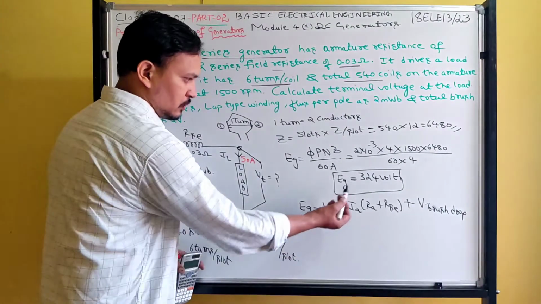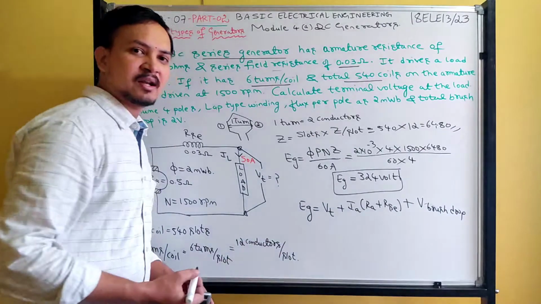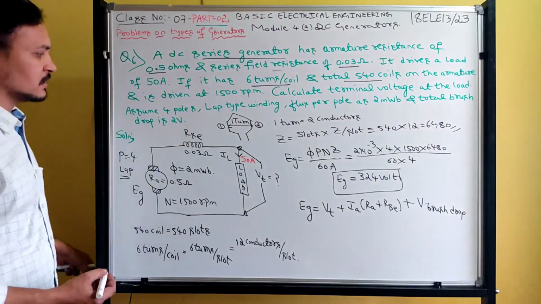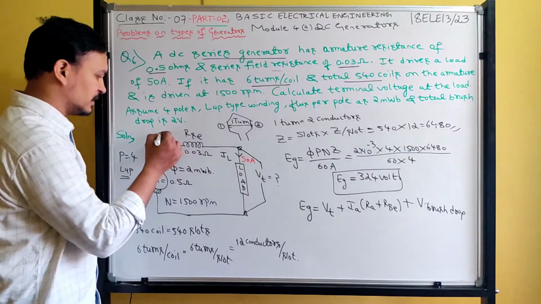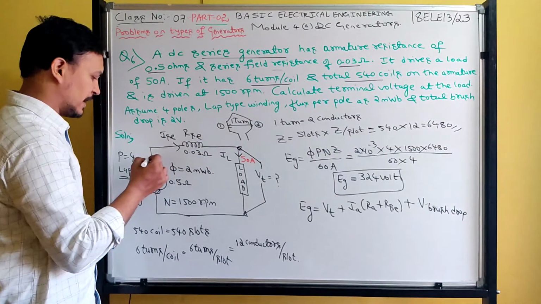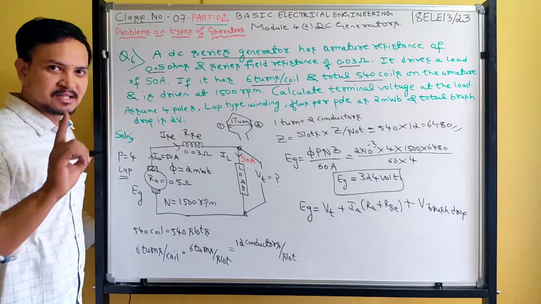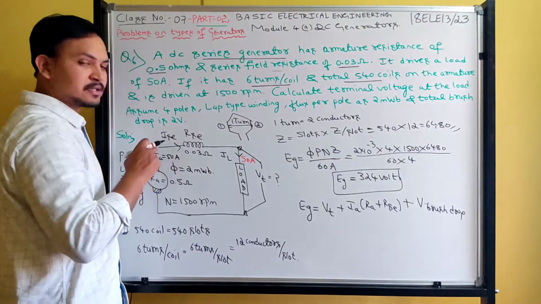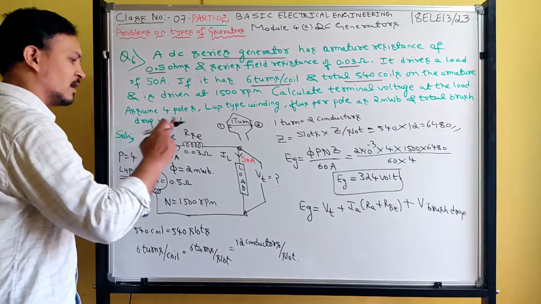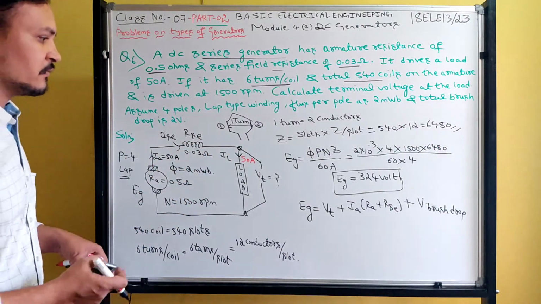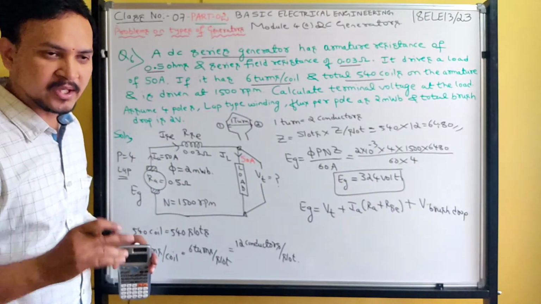Eg you know is 324, Vt you have to calculate. What is the armature current in a series generator? Load current is 50, series field current also 50, and armature current also 50. Because in a series generator, Ia is equal to Ise, which is equal to IL. All currents are equal, therefore we take armature current as 50 ampere.